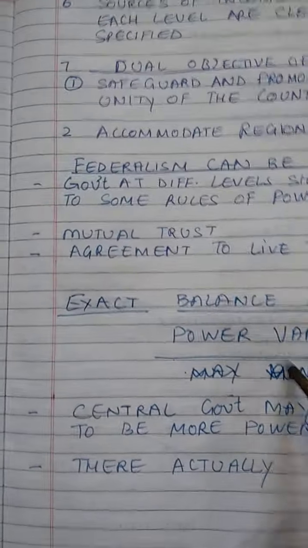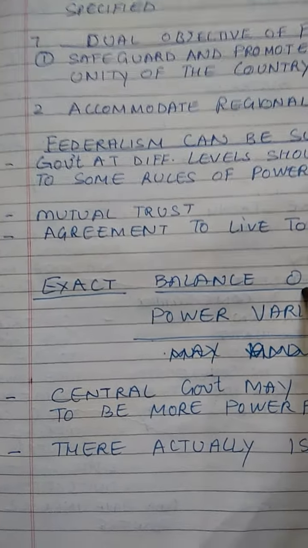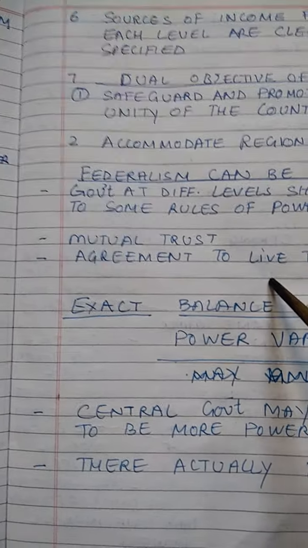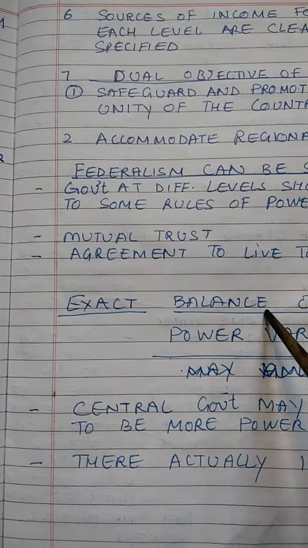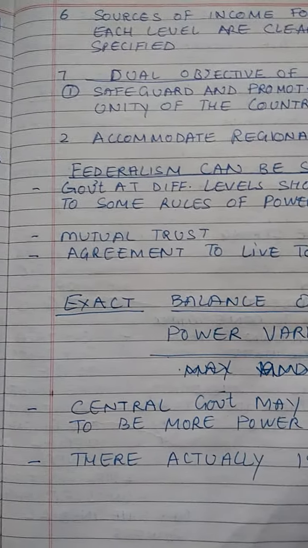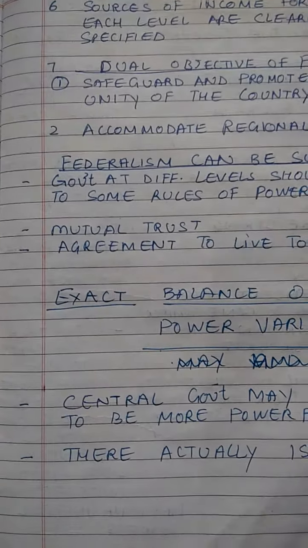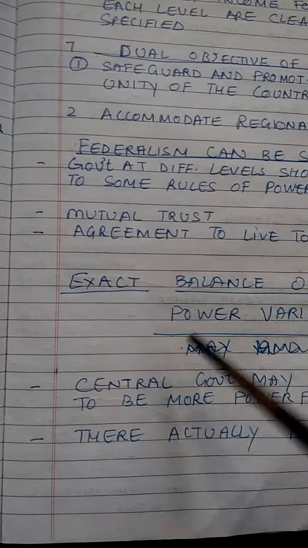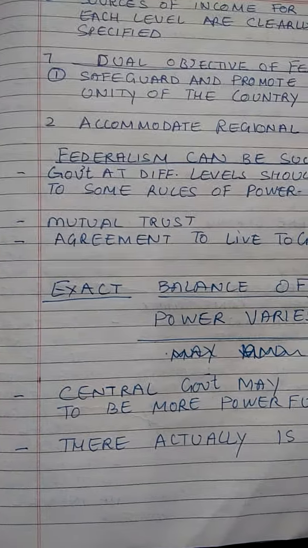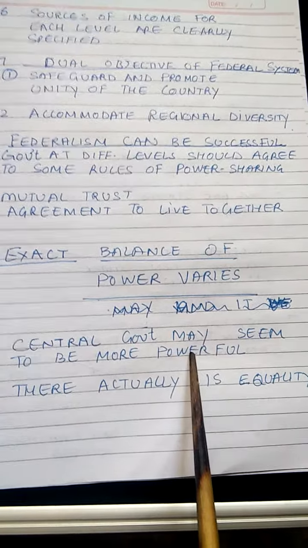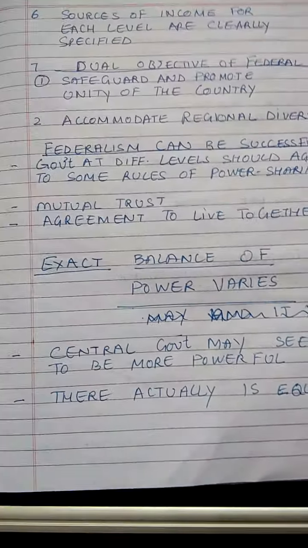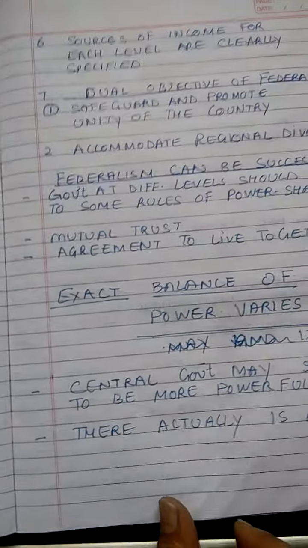Now, if we recapitulate, we said federalism means division of power between the center and the state. We also said that states are not subordinate to the central government, they have their individual powers. But if we look, we will find that this exact balance of power varies. How? Sometimes the center may appear to be more powerful, and sometimes there actually is equality between the states. So, why does it happen? How does it happen? We'll find the answer.